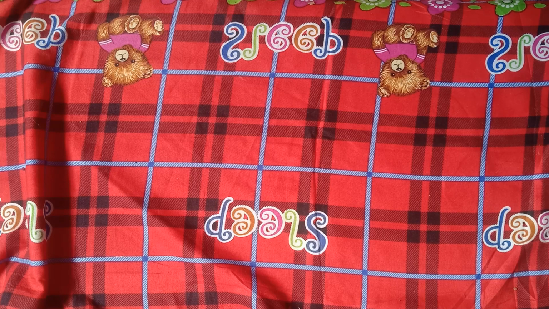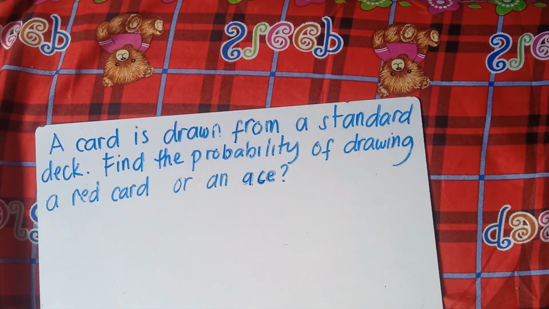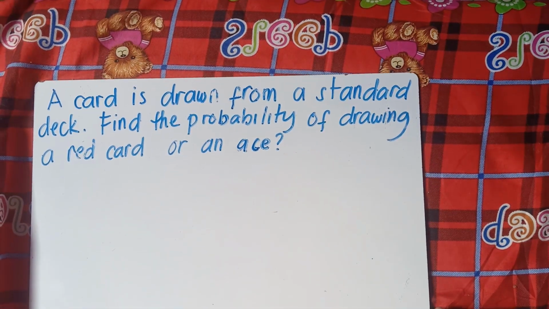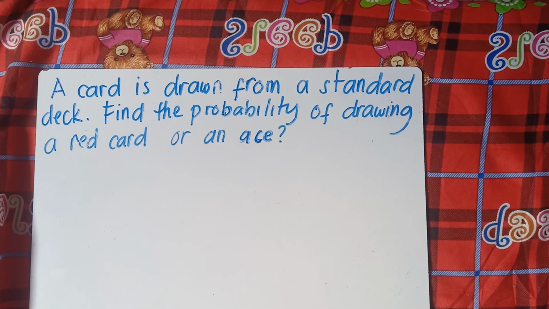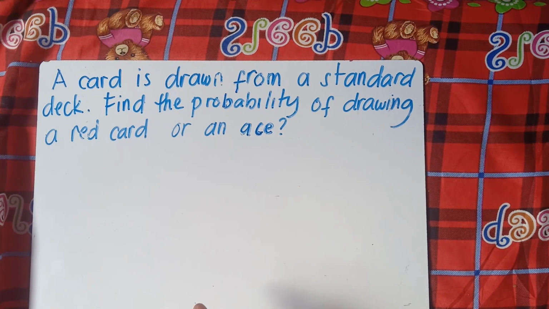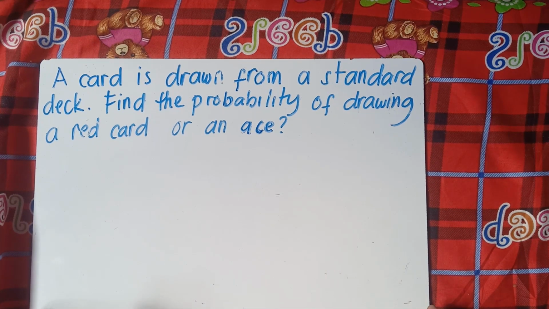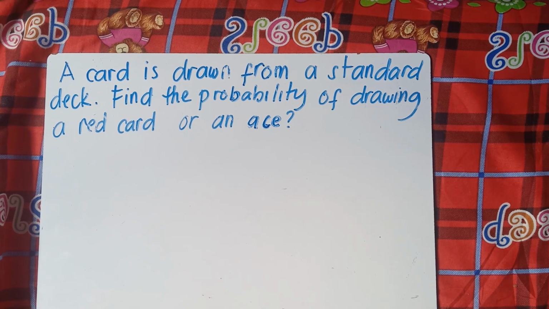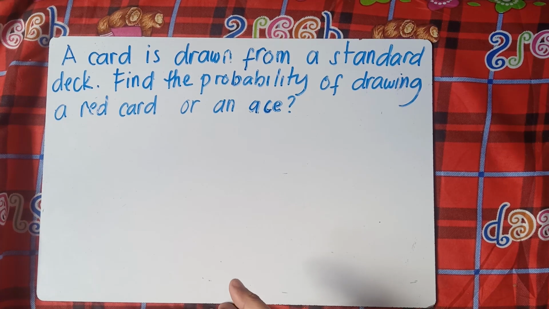By the way, you can have this as your assignment if you want to. A card is drawn from a standard deck. Find the probability of drawing a red card or an ace. So drawing a red card or an ace. So you can have that as your assignment. Answer that one. Leave a comment and I will check if your answer is correct. If not, we can actually answer this one in the comment section.